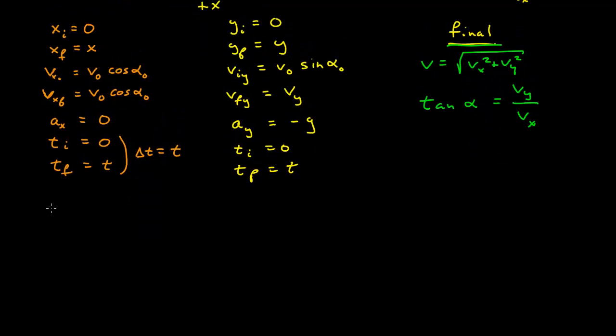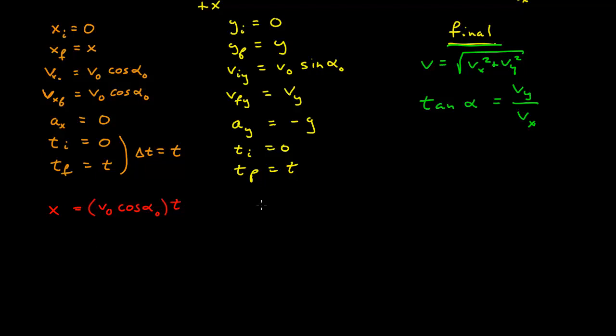So in the x dimension, it's uniform motion. There's no acceleration. So x at some later time, the final x, which we just call x, is equal to the velocity in the x direction times the time interval, which in this case is just t.